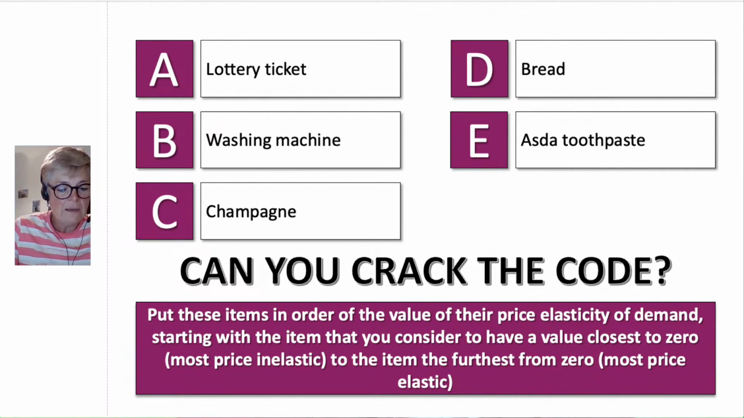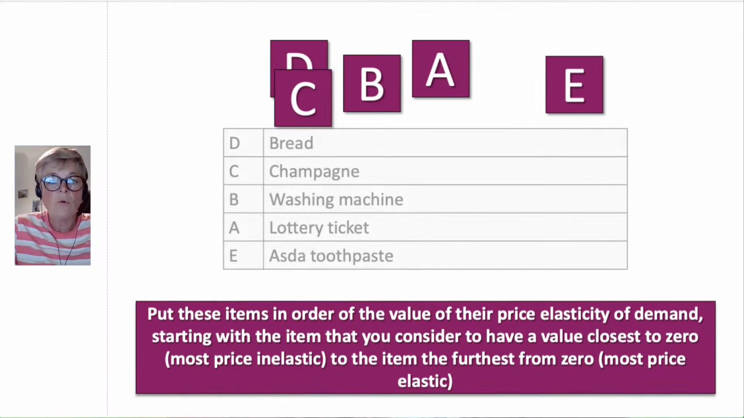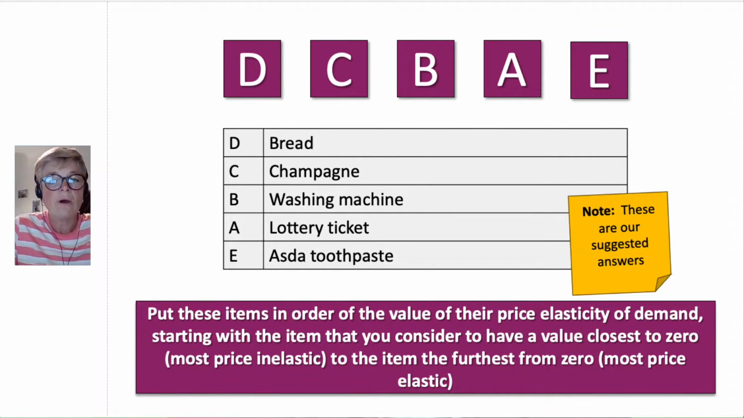Okay, so we're getting lots and lots of answers in here. D is definitely the first one. John, can we have a look at what we think the code is? Now, I have, if you listen carefully, said what we think the code is, and some of you are going to probably go, what? When you look at this, but let me explain. We've put bread first, we've put champagne second, washing machine third, lottery ticket, and then Asda toothpaste.